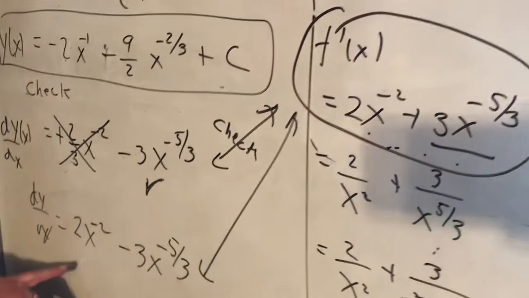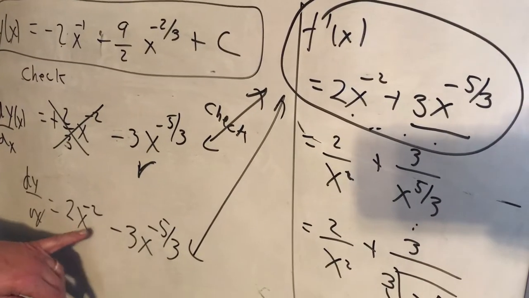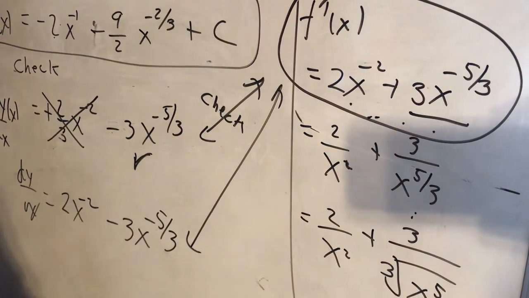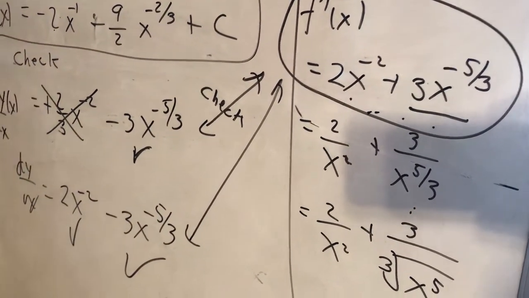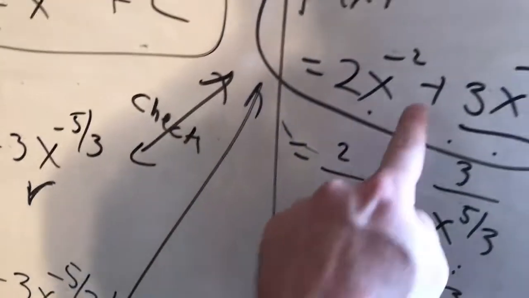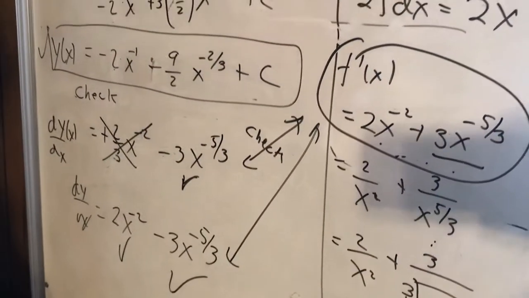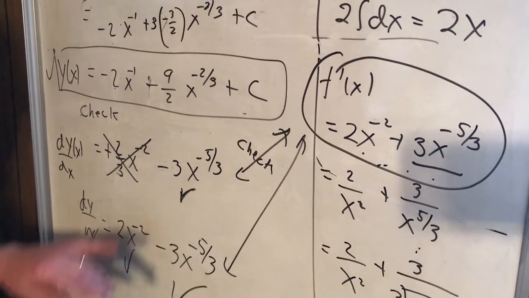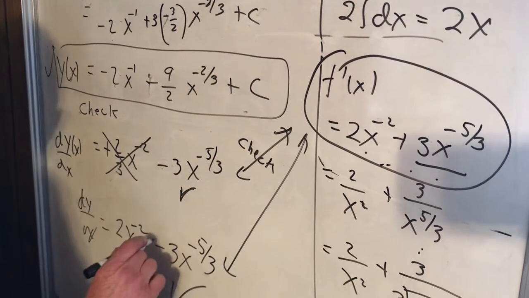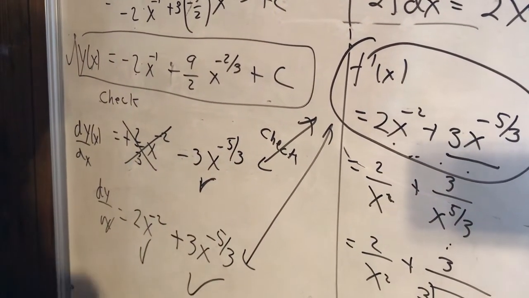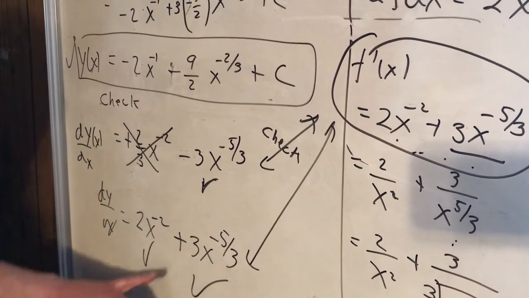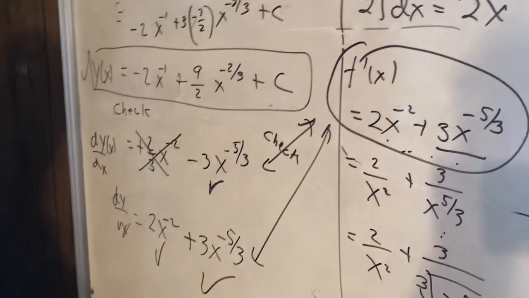And let's check this with this again. Notice 2x to the minus 2 plus 3x to the minus 5/3. Both of them check. So this is my answer. You have a minus here and a plus here. Minus is a plus. Minus 5/3 times minus 3 is a plus. Thank you. So that checks with that.